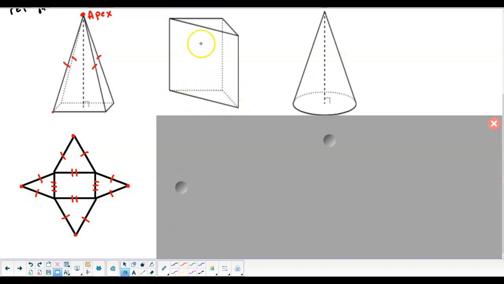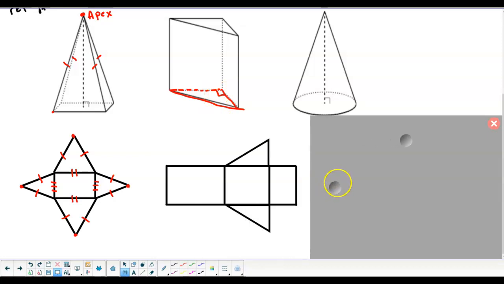All right, let's look at the next solid. Now, the key with this solid is identifying what is the base. Remember, base doesn't always mean bottom, but in this case it is. The base is a triangle. And if it was a right triangle, they could have put a right angle there. I drew my net of a triangular prism like this. And let's add congruent markings. So let's pretend that this is a 90-degree angle, so it's a right triangular prism.